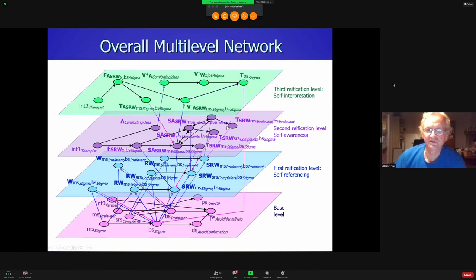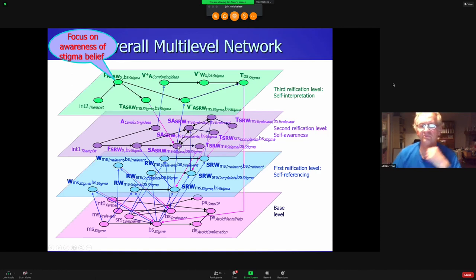Okay, then the last level, that's the third verification level, or the third order self model. Here we have a focus on the awareness of the stigma belief. And now there are some stronger strategies by the therapist to get the awareness coming up. This one is making the excitability threshold lower, so that the client becomes more open to realize this self-awareness state. Therefore in the competition with the other states, it gets stronger, because the excitability threshold is lower, the activation level can in principle become higher, and it is stronger with respect to the other ones and can win the competition.